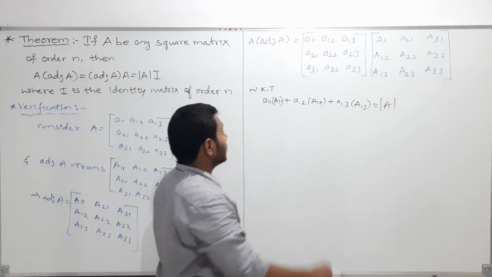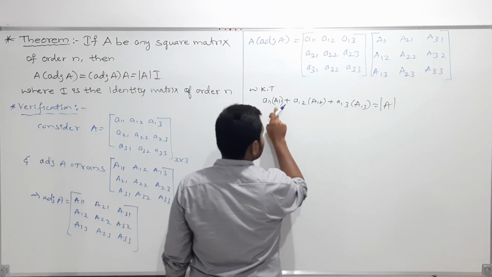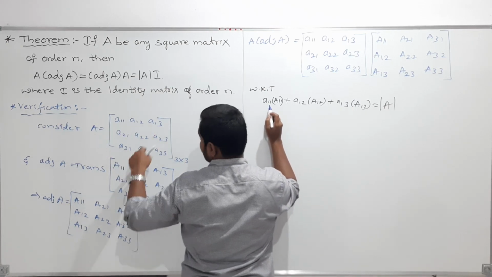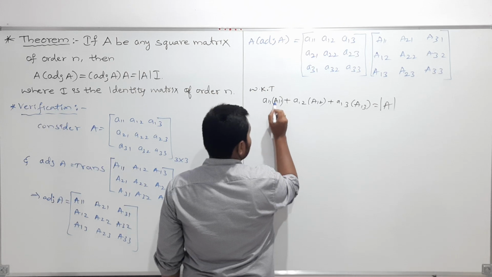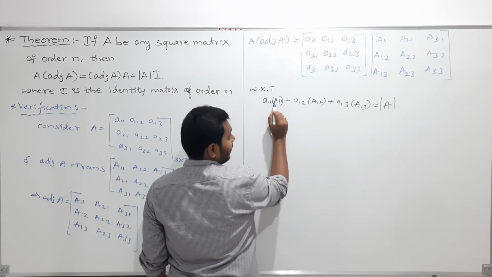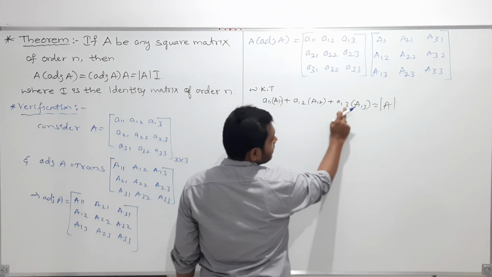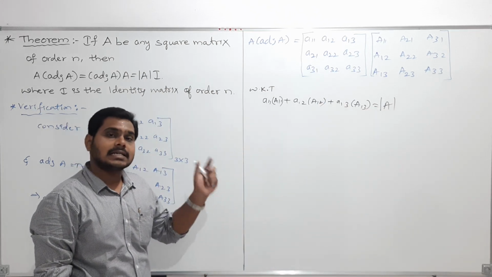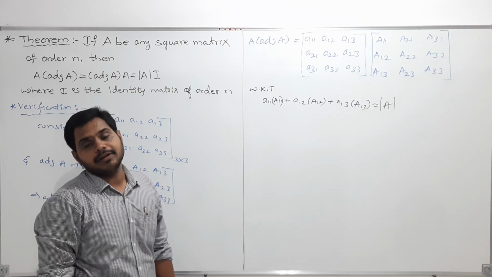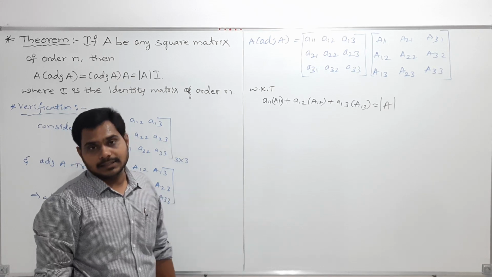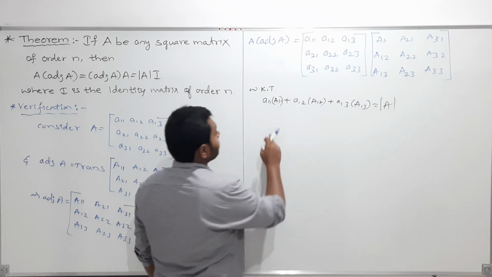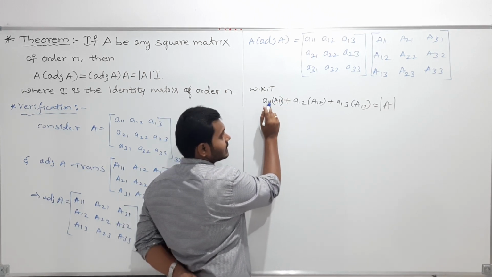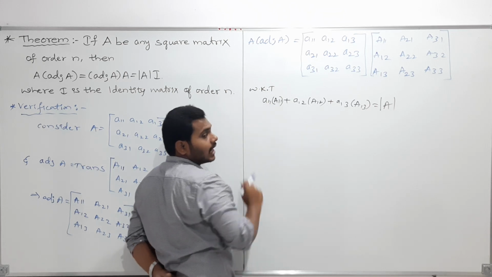Clear? So the sum of the products of the elements of any row or column with the corresponding cofactors, if I multiply, will give us the determinant value. This I discussed in the previous videos. What it means is: small a means it is the element, and capital A11 means this is the cofactor.